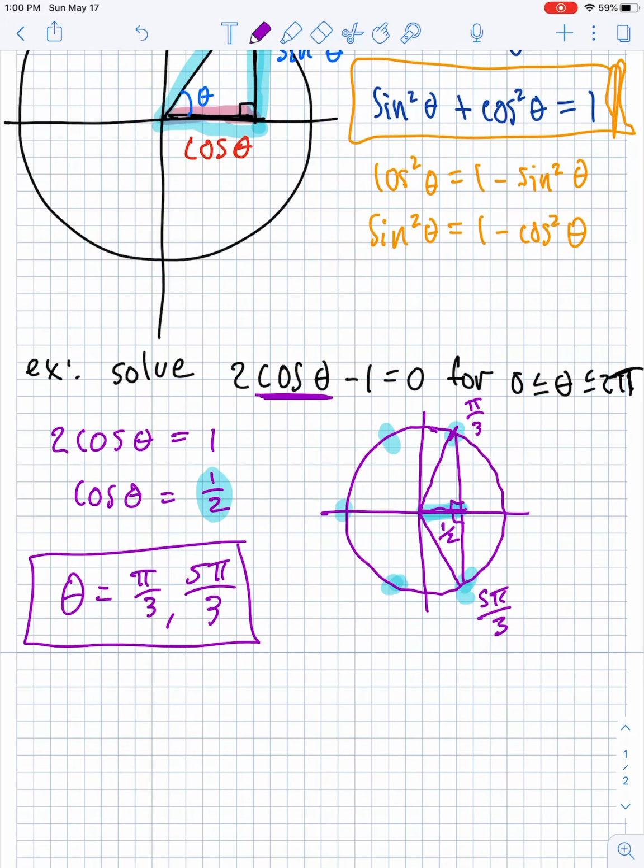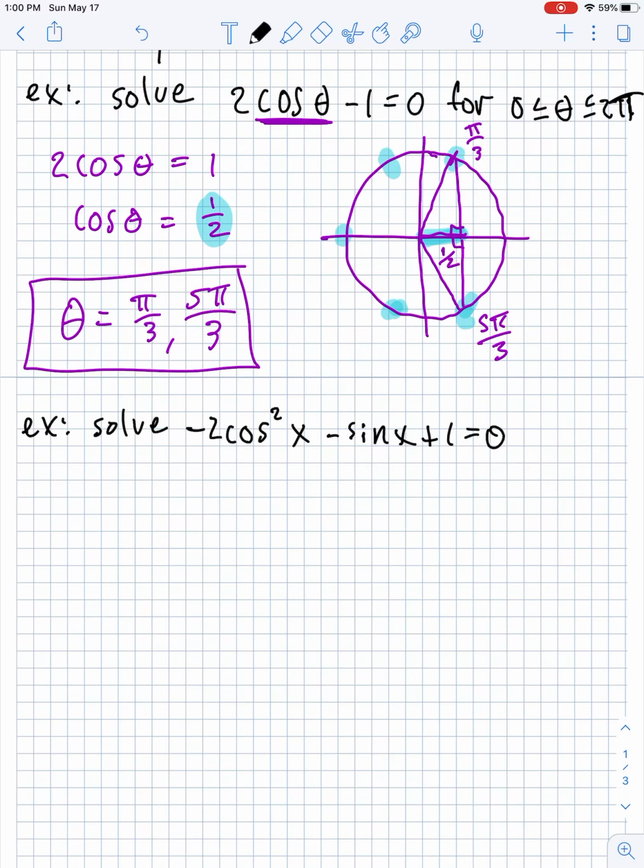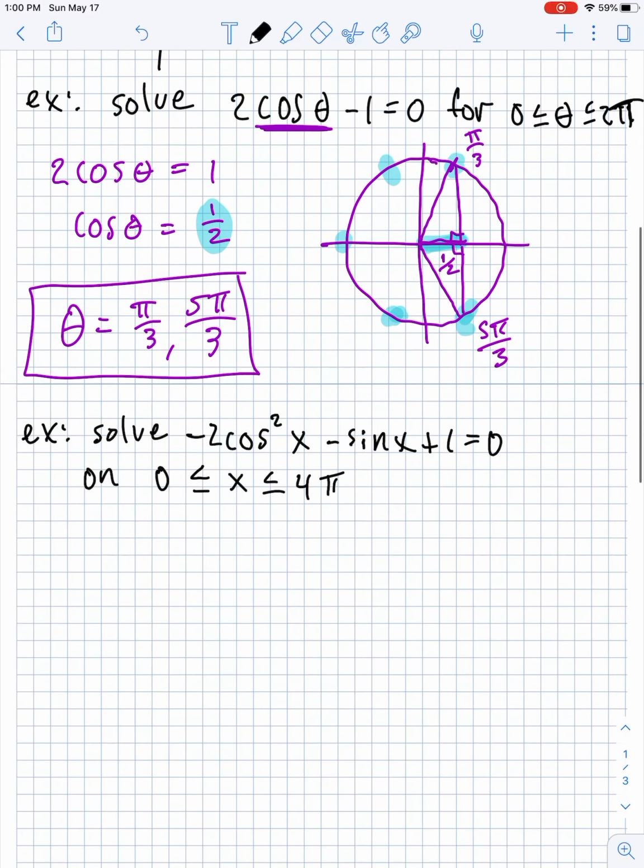I've done examples like that for you guys before. We did a little bit of solving like this. So now let's definitely bump it up a notch. And this next example is: solve -2 cosine squared x minus sine x plus 1 is equal to 0. Don't like that 0. And we're going on 0 is less than x is less than 4 pi. Whoa, going all the way out to 4 pi on this one.